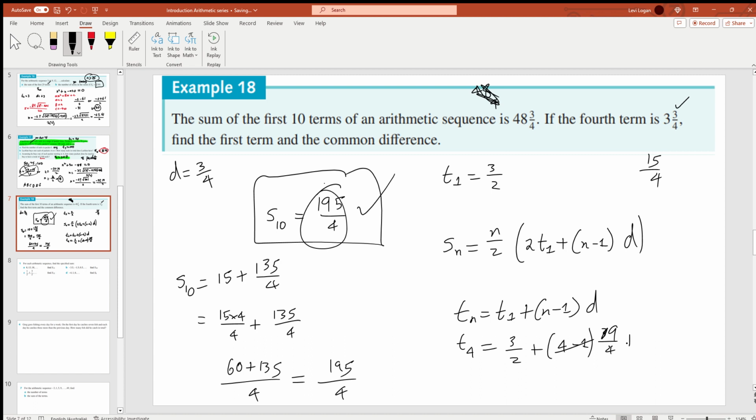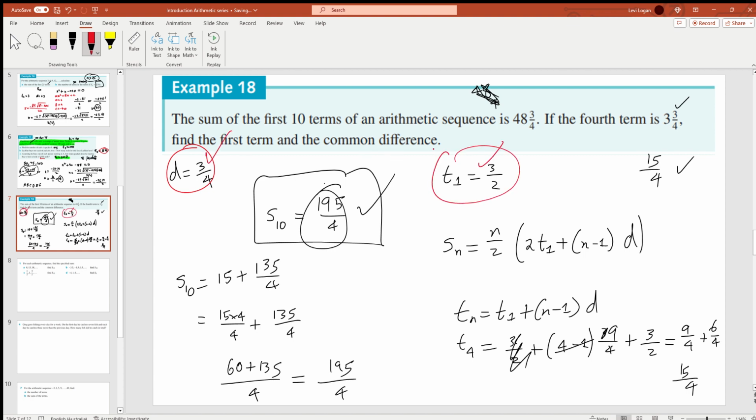9 on 4 plus 3 on 2. So in other words, we're going to have 9 on 4 plus 6 on 4. So in other words, we get 15 on 4, which is correct as well. So that means both of these numbers are correct. We found the correct ones.